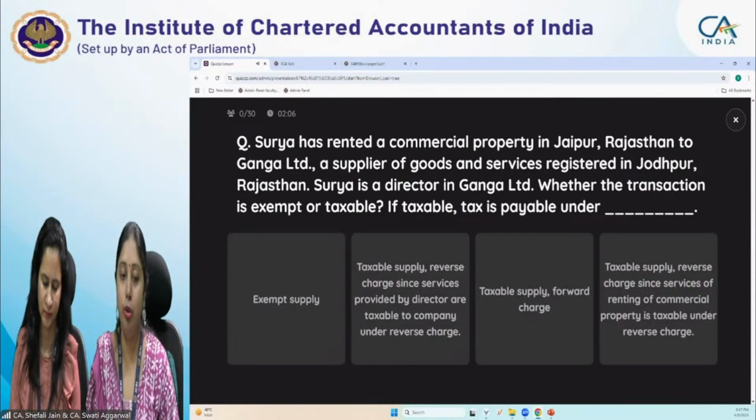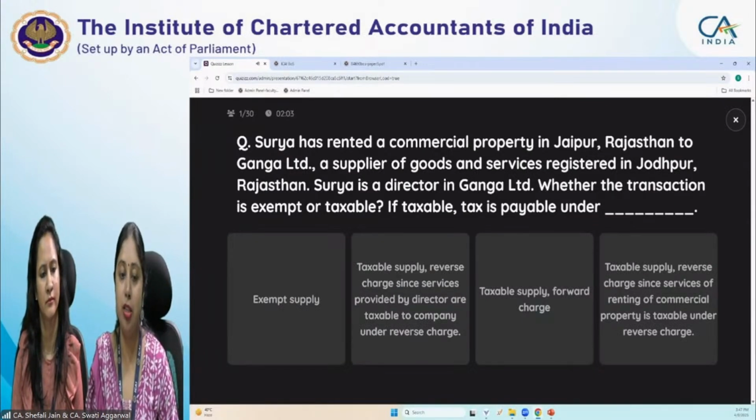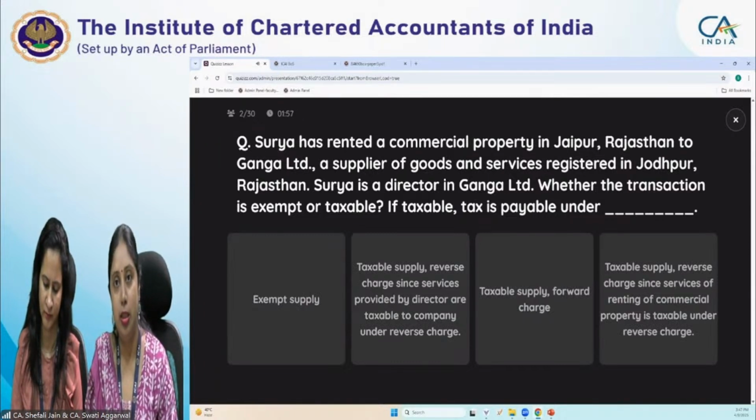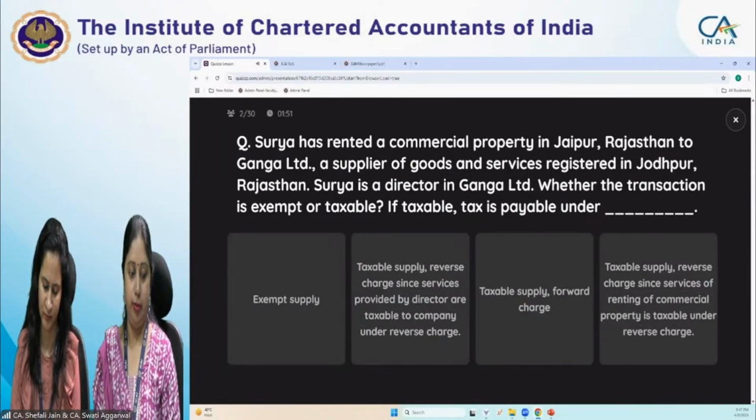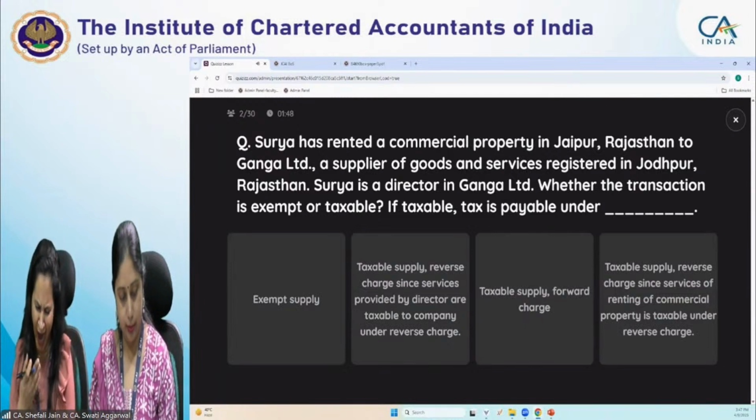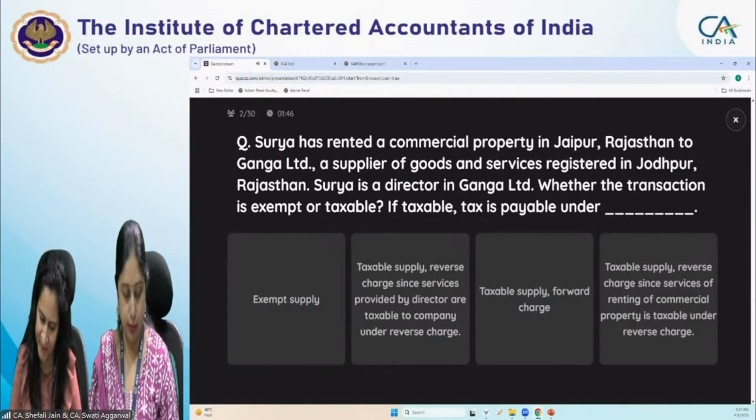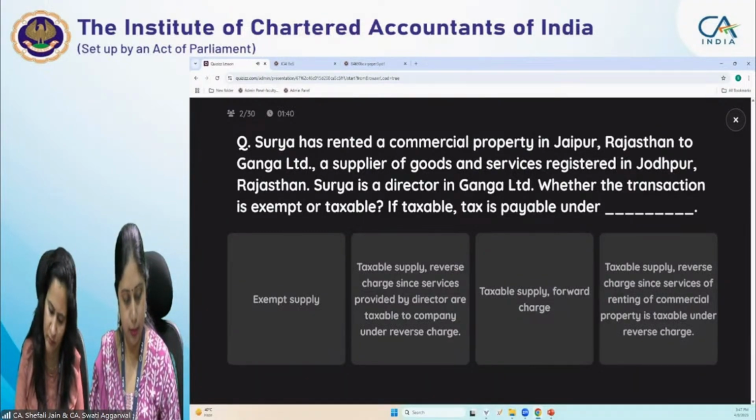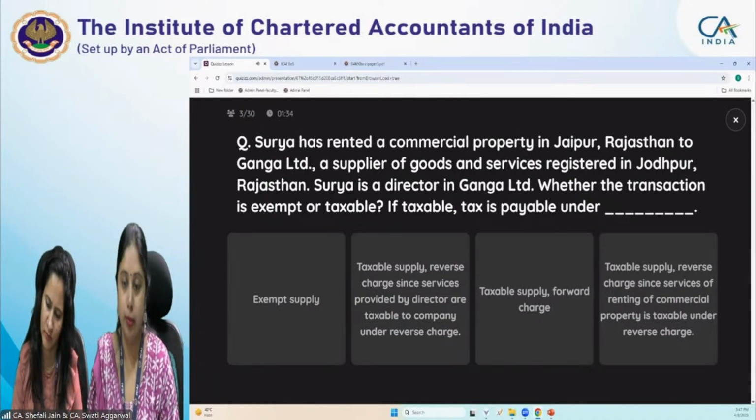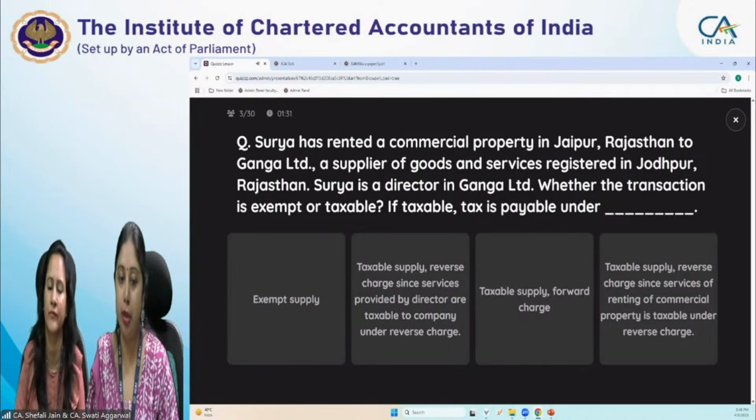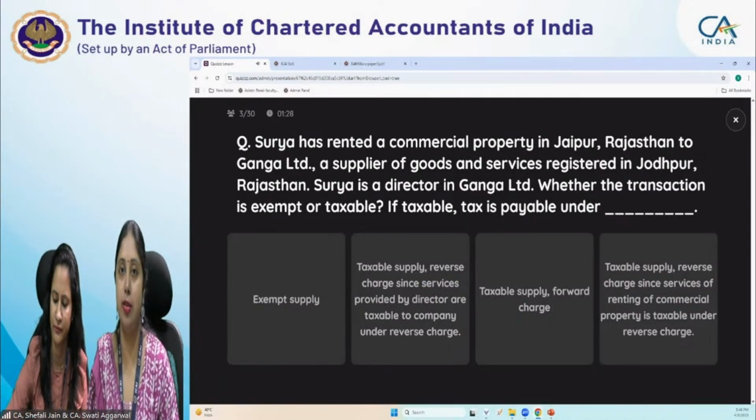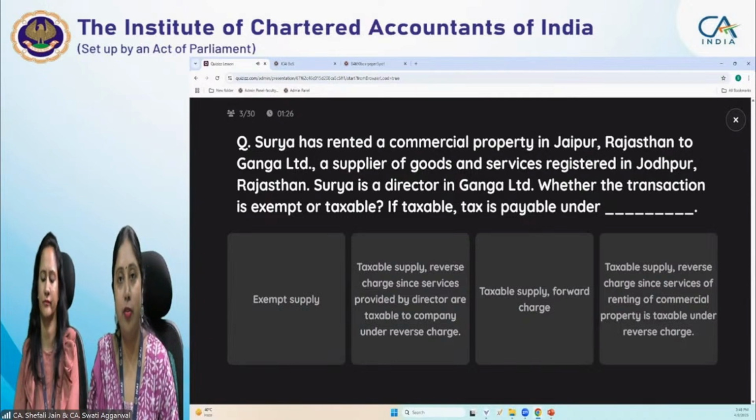This is a very, very good question, which will help you in understanding many entries simultaneously. You will be understanding some of the entries of exemption also, reverse charge also. So try to attempt this question. We have given you ample time also for this question because this has few provisions to be applied. So that is why we have kept 3 minutes for this question.